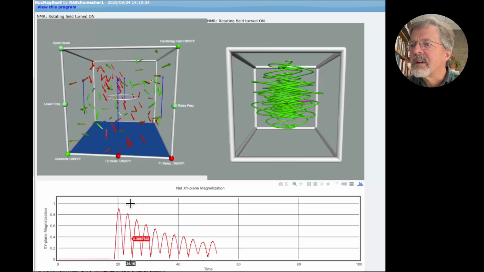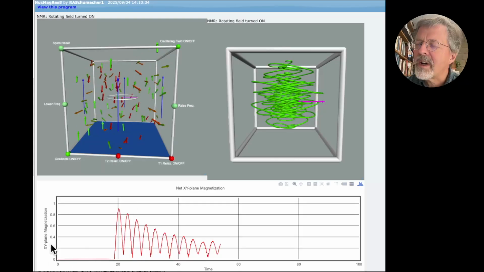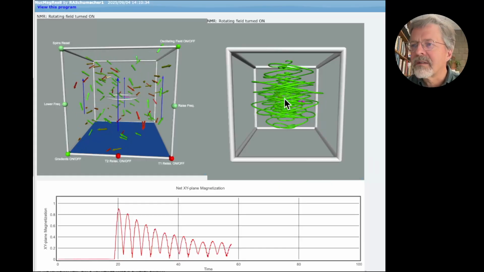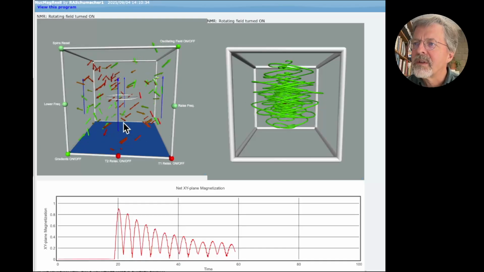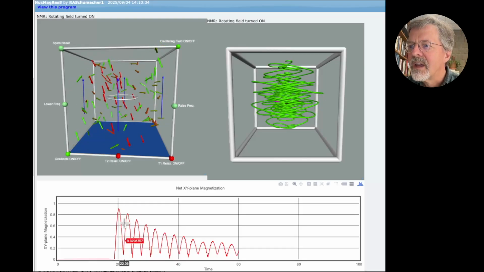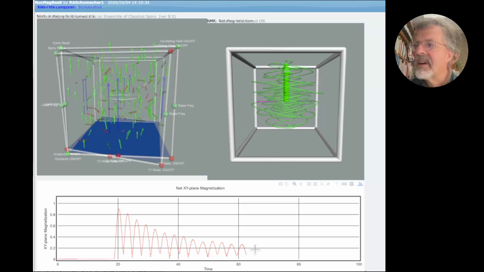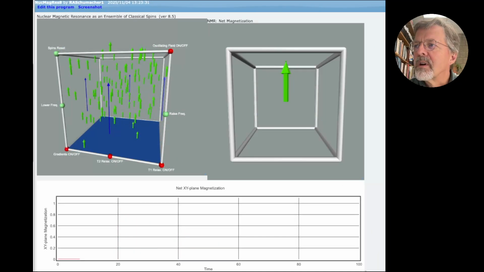This down here is the projection into the XY plane, which is the horizontal plane in this demo, of the net spin or net orientation of this whole sample. And you can see here how it is no longer perfect. It's dying out. So to better illustrate the effect of these field gradients, let me pretend for a minute that they don't exist.